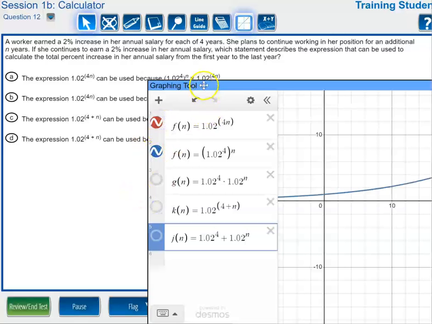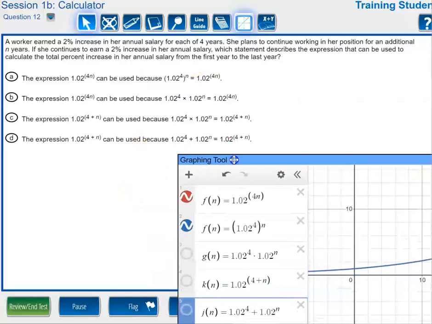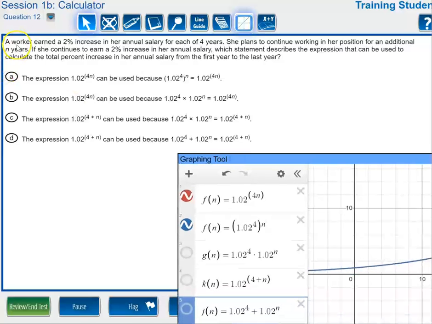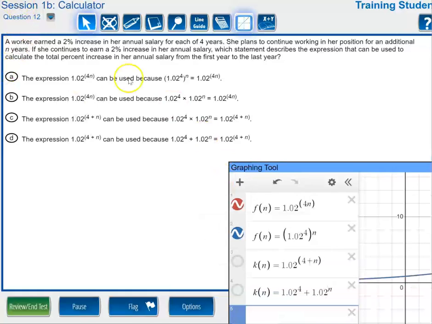So either the answer has to be A or the answer has to be C, because answer B and D are not even true. So let's look at both of those and see which one of those makes sense for this scenario. Okay, it does say that she is going to increase her salary for an additional n years. So that's kind of a clue as to which one makes the most sense.